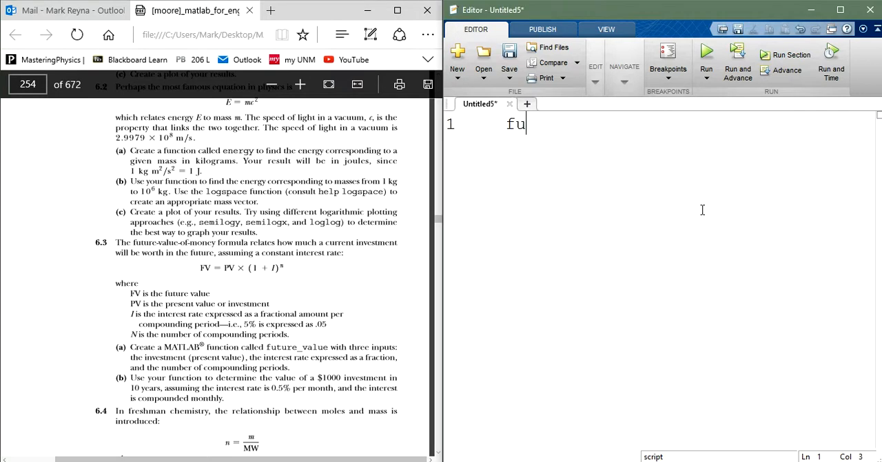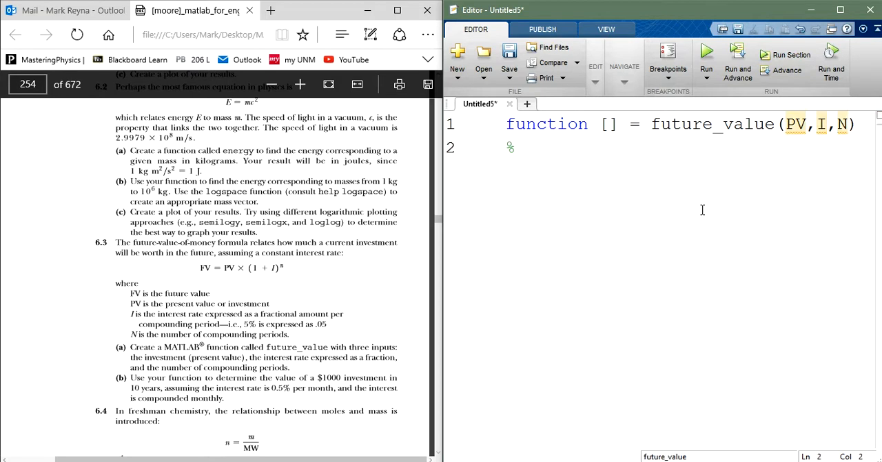So let's write our function header. Function output variable is equal to, they want me to name it future value, and these are my input variables with 3 inputs. The investment, present value, the interest rate expressed as a fraction, and the number of compounding periods. So I'm going to use PV for present value of investment. I'm going to use i for the interest rate expressed as a fraction, and then I will use the number of compounding periods, which they just called capital N.